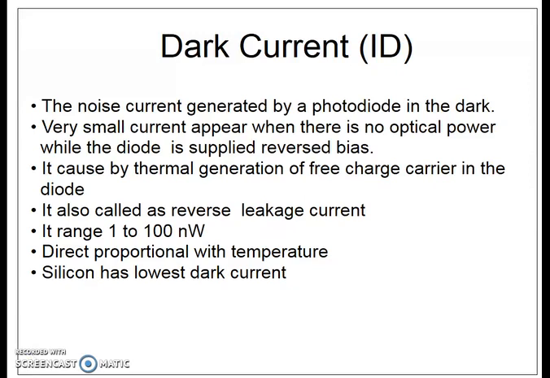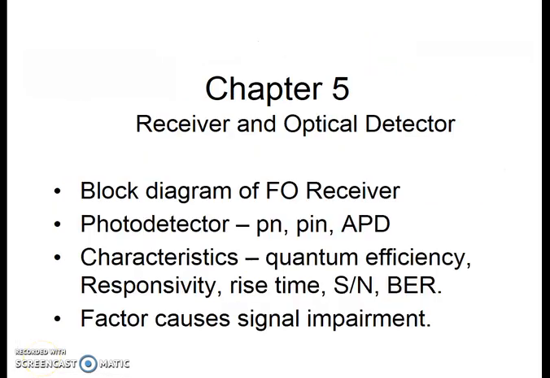reverse leakage current. Okay, to summarize chapter 5, we have covered a block diagram of a fiber optic receiver, where we have three important parts. Part 1, the front end, which consists of the photodiode and preamplifier. Then the linear channel, which consists of an amplifier and filter. And the last part is data recovery, where we have clock recovery and decision circuit. And then we have photodetectors. We have three types of photodetectors: PN photodiode, PIN photodiode, and APD photodiode.